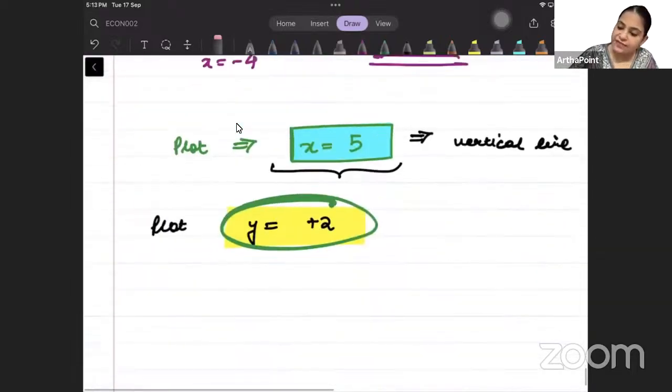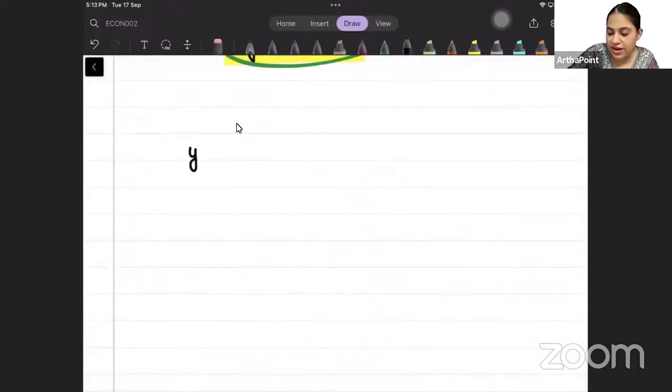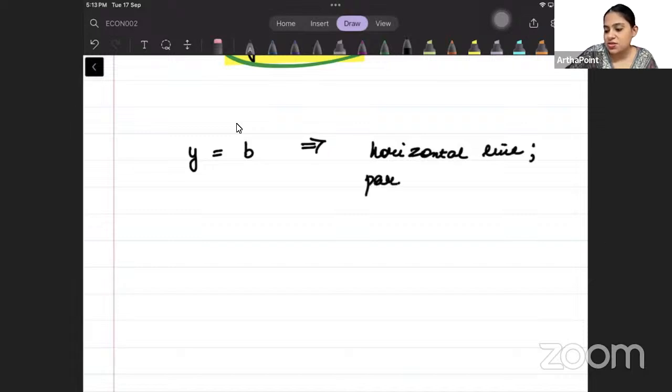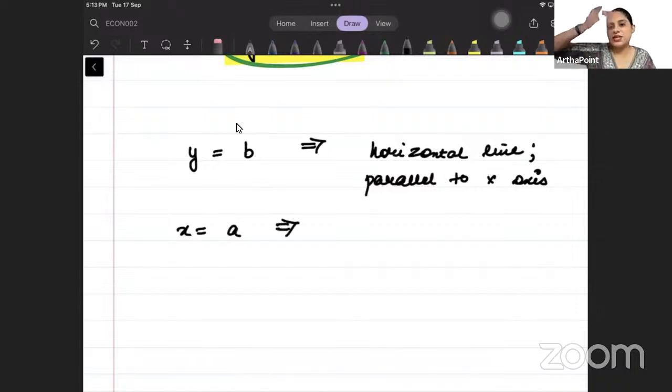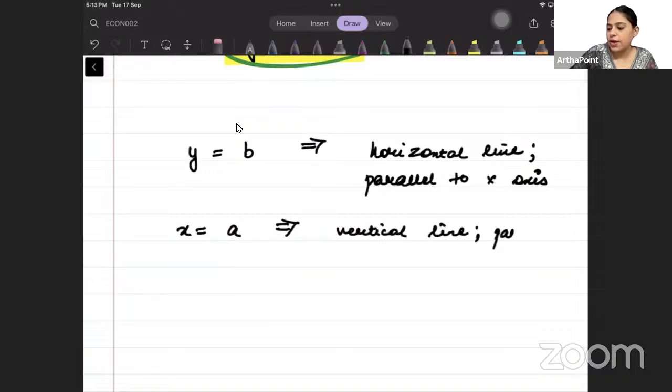So in general, beta, we can say that whenever you will get y is equal to some b, वो b कुछ भी हो सकता है, 2, 3, 4, it will be passing through the value of y, माने that will be a horizontal line, parallel to x-axis. Similarly, if you have x is equal to a, माने हम x के through pass कर रहे हैं, this will be a vertical line, parallel to y-axis.